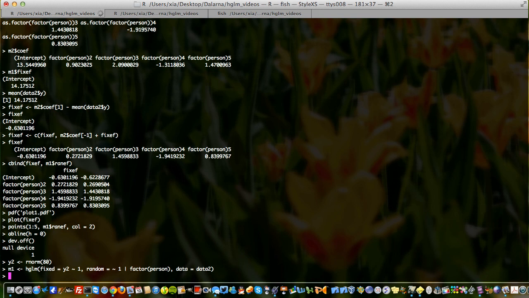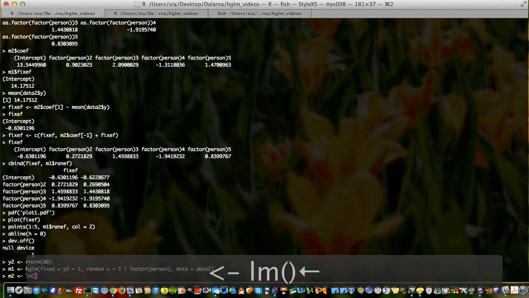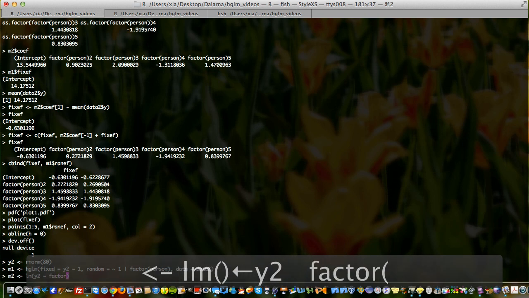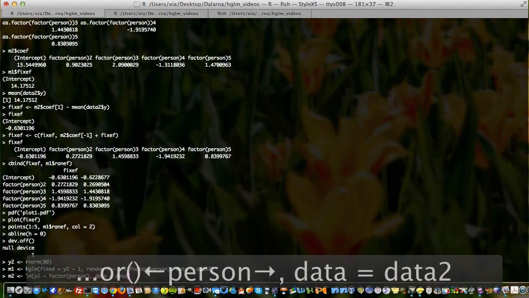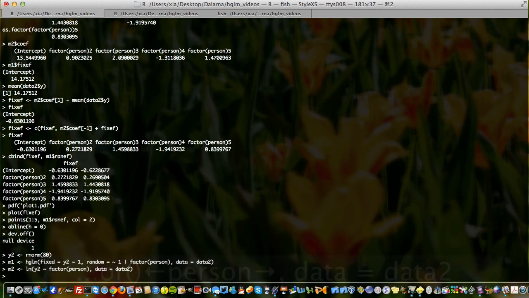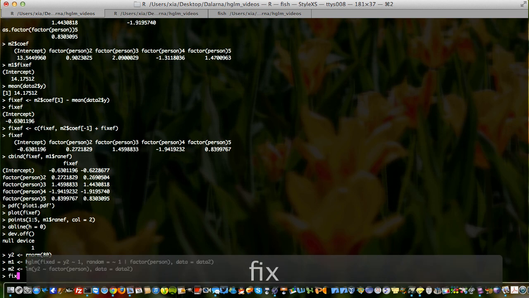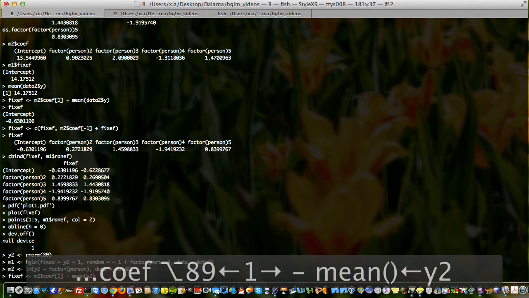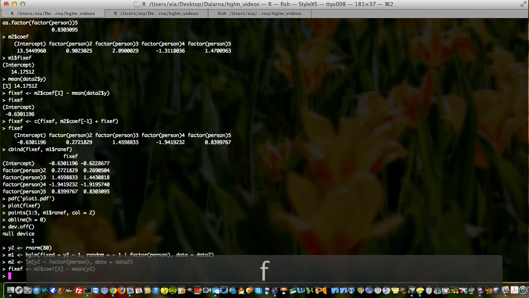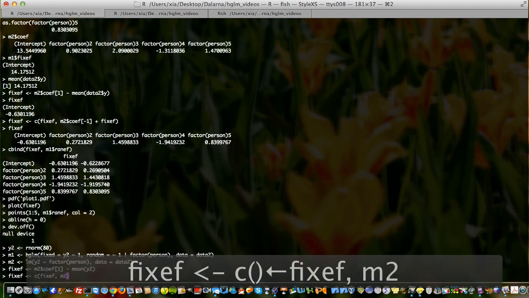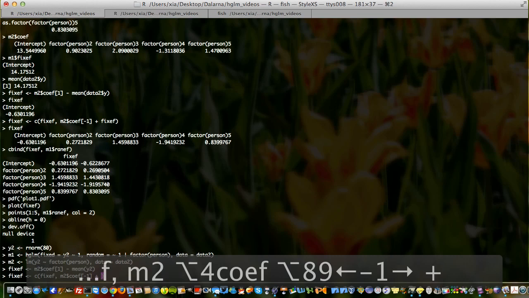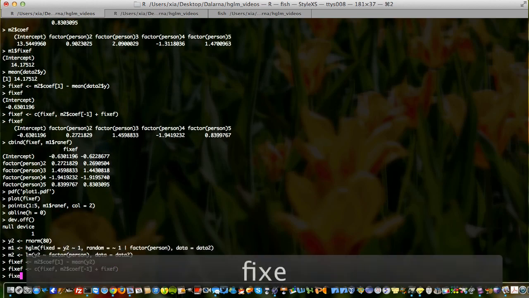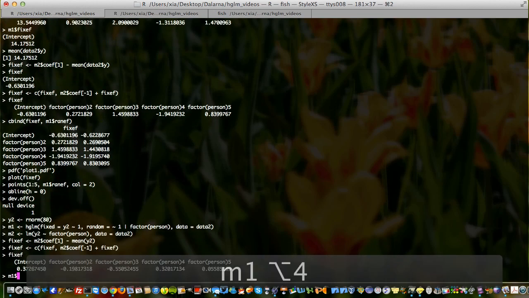We fit the linear mixed model. We also fit a fixed effect model, because y2 is regressed on factor of person from the data 2 dataset. Okay. So we are going to do the same thing again. The fixed effect for the first person is the coefficient minus the overall mean, where y2 mean is the overall mean. And for the remaining ones, it's the coefficient with the first one removed, the deviation, plus the current deviation. So we have the fixed effect estimate here, and the random effect estimate here.